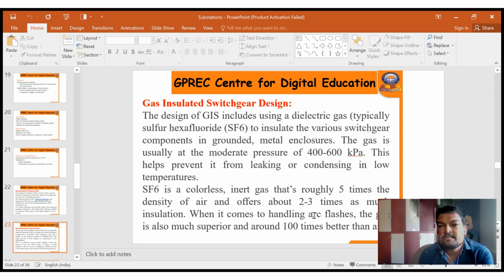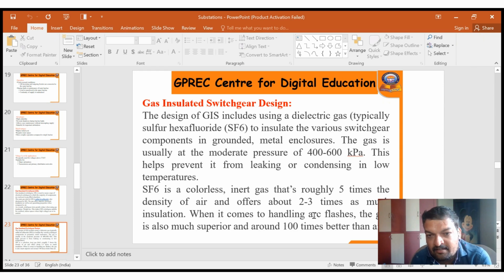Coming to the properties of SF6, it is a colorless inert gas with roughly 5 times the density of air, and it offers 2 to 3 times as much insulation. So we go for SF6 gas because of this high density. It is almost 5 times the density of air, and it has the capability of 2 to 3 times more insulation as compared to air.